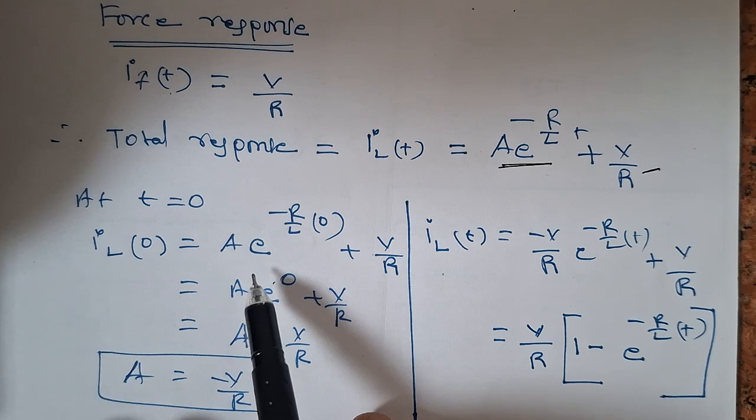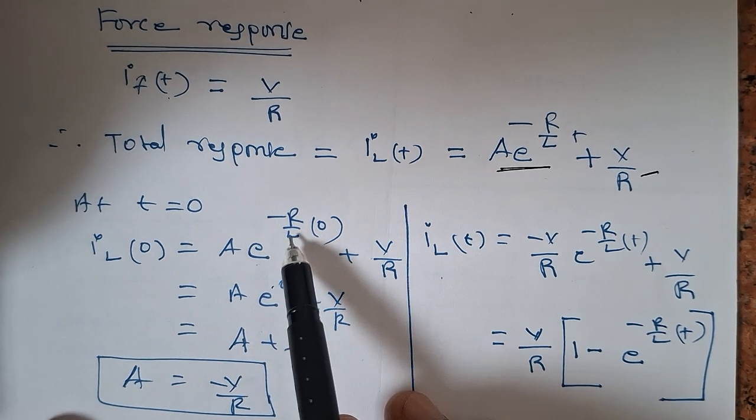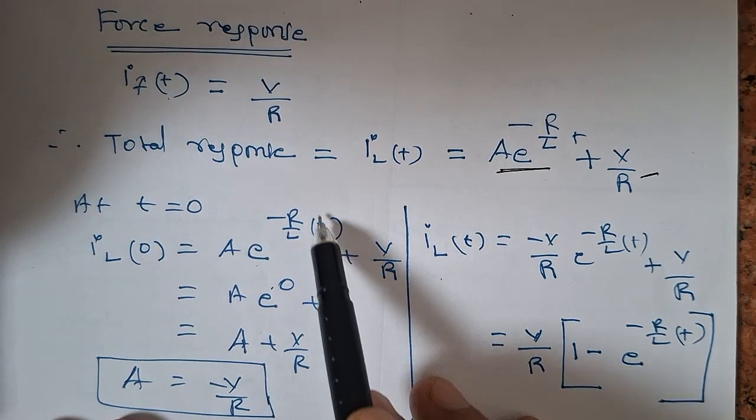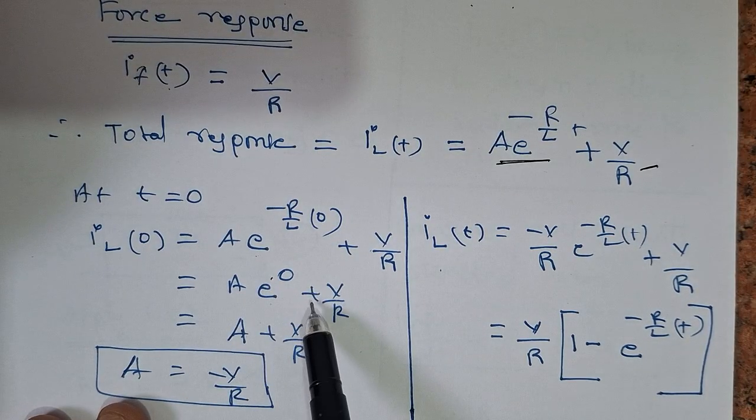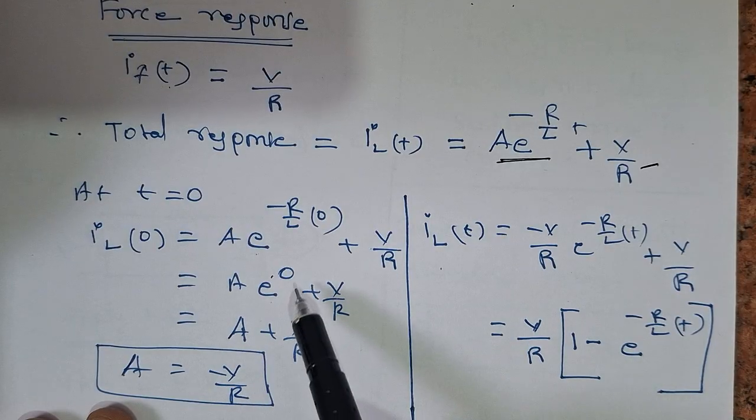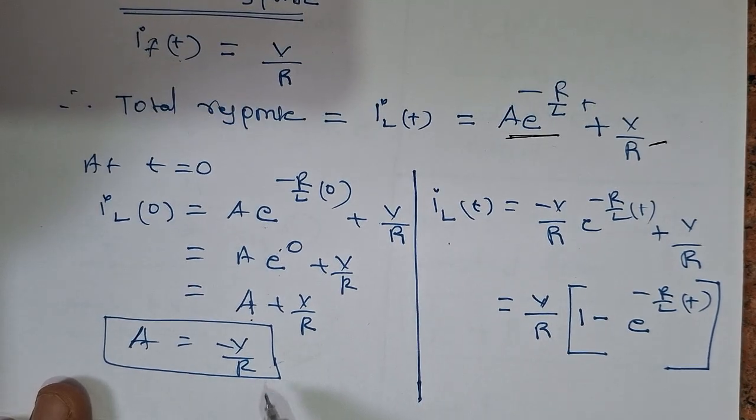And what is the first order differential equation solution? A into e power minus R by L into 0, t is equal to 0, plus V by R. So this whole becomes 0. So A into e power 0 plus V by R. A e power 0 is nothing but 1. Okay, A into 1 plus V by R. So if you take A, it will become minus V by R.